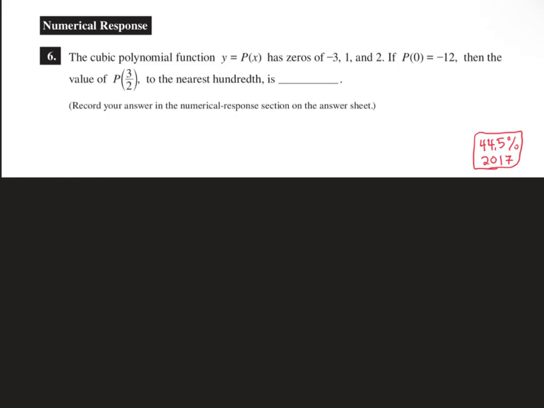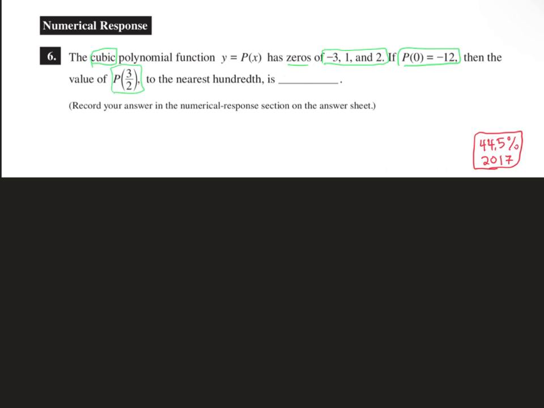Alrighty, let's take a look at this question. A cubic polynomial, p of x, has zeros of -3, 1, and 2. If p at 0 equals -12, then find the value of p at 3/2.